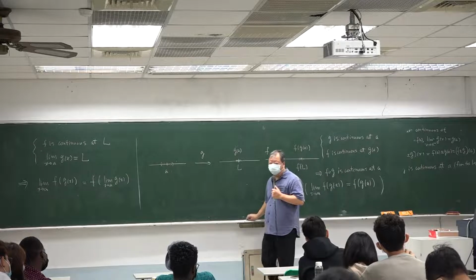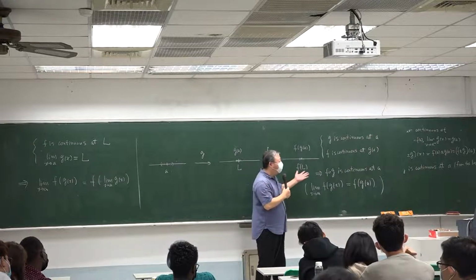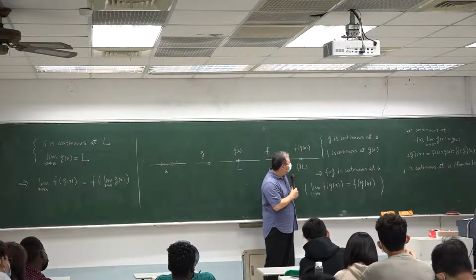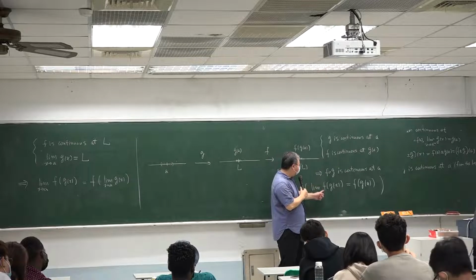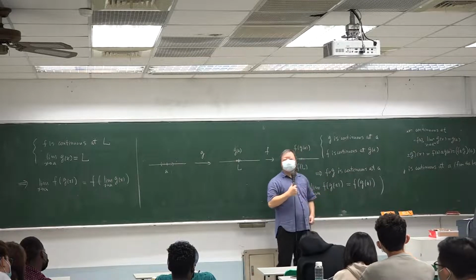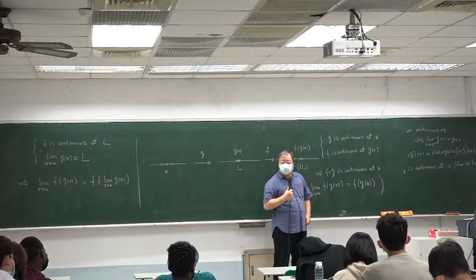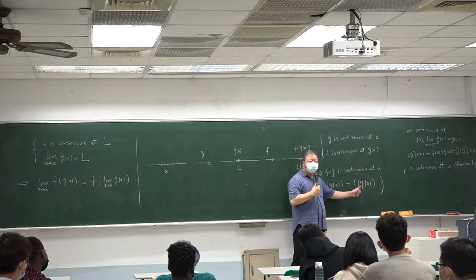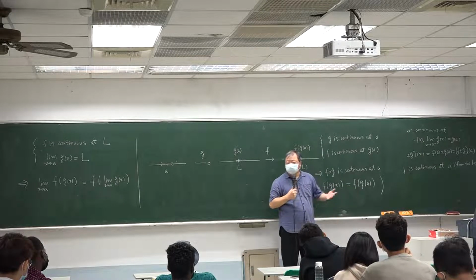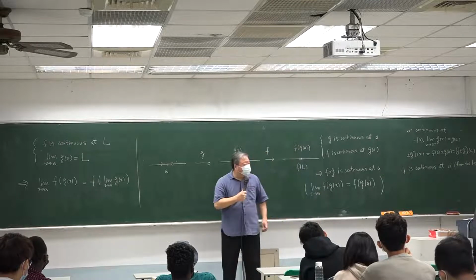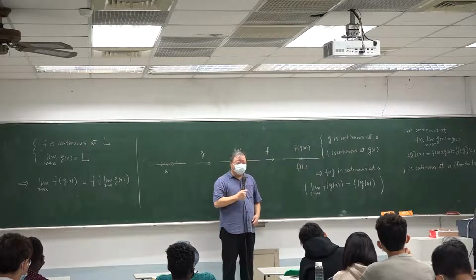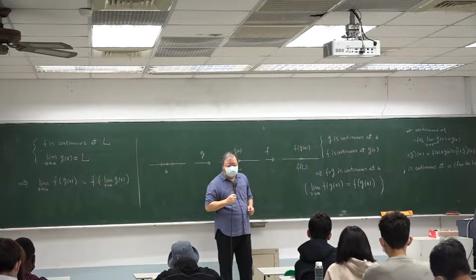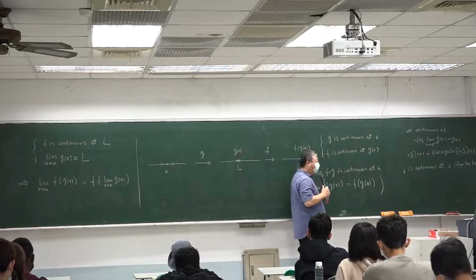So, roughly speaking, this result can be described in this way: a continuous function of a continuous function is continuous. F of g, a continuous function of a continuous function is continuous. Not only at some point, but also on some interval or intervals.